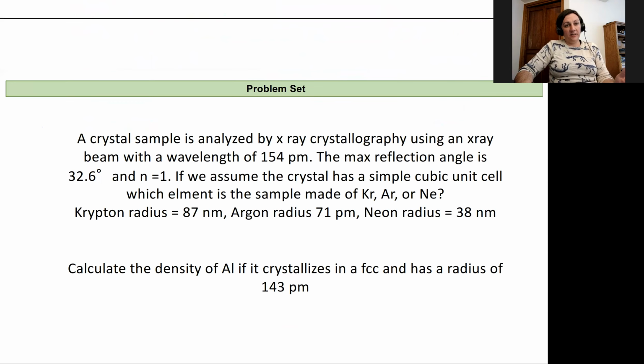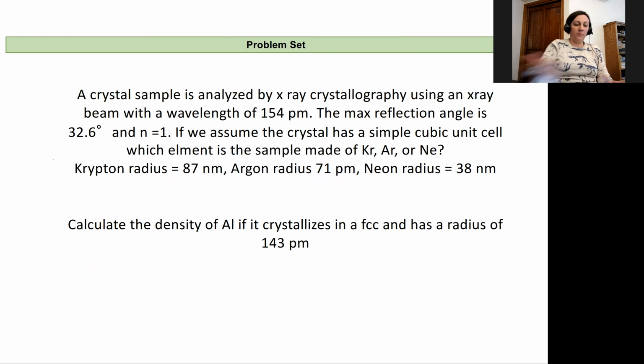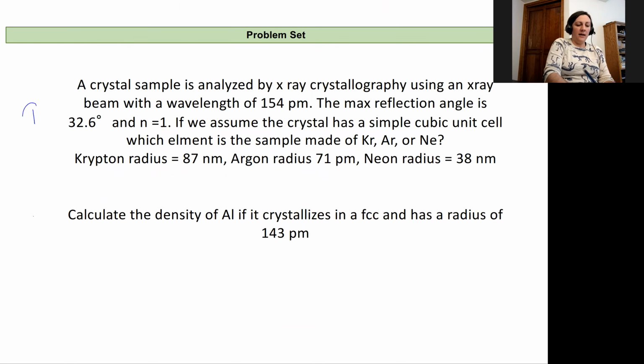So in the next series of videos, what we're going to do is try some sample problems. I've got 2 separate problems here. Try these on your own and then watch the following videos. Especially for number 2, it's helpful if you've already done the lab for this chapter, which helps with thinking about the volume of a unit cell.